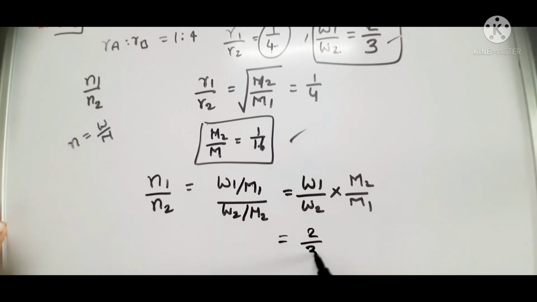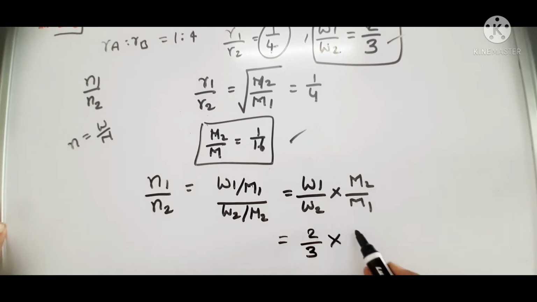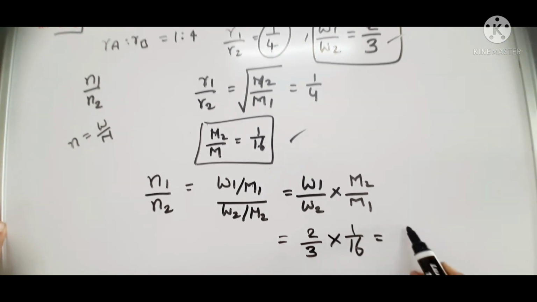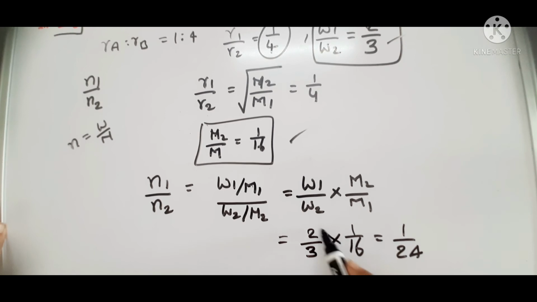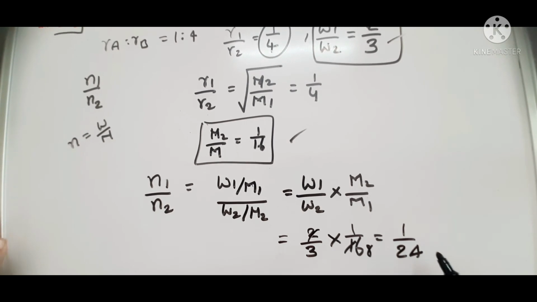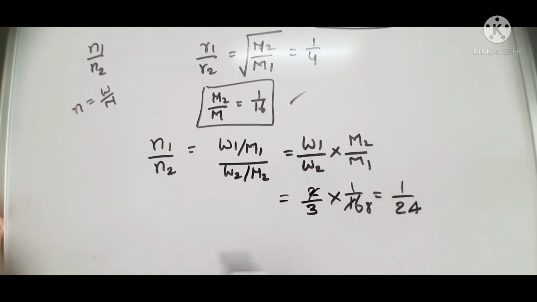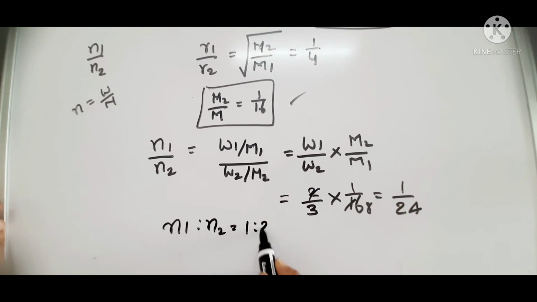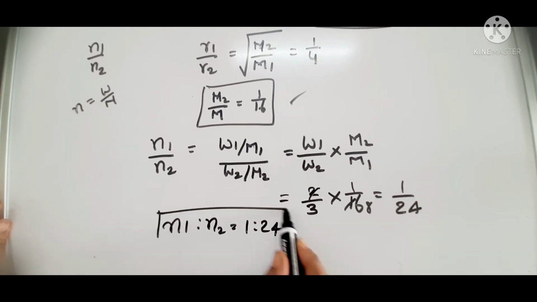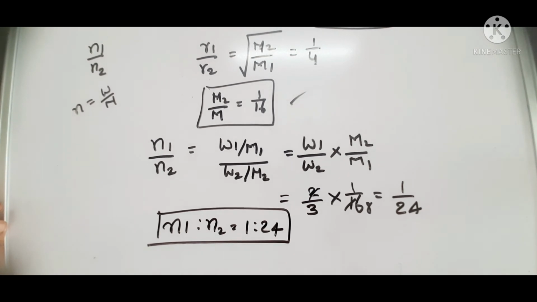W1 by W2 equal to 2 by 3 into M2 by M1 equal to 1 by 16. You will have 1 by 24, right? Now the ratio of mole fractions N1 is to N2 equal to 1 is to 24. This is the answer. This is the way how to find it.